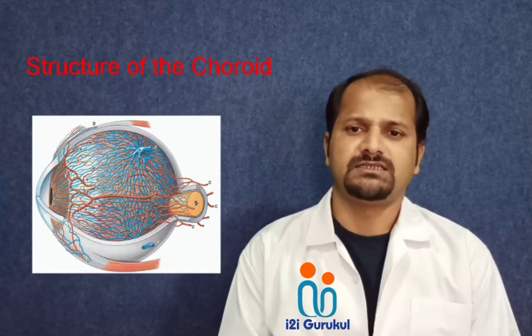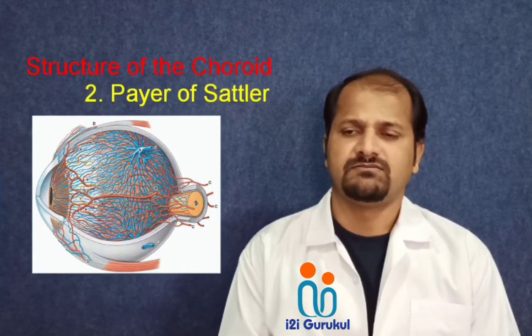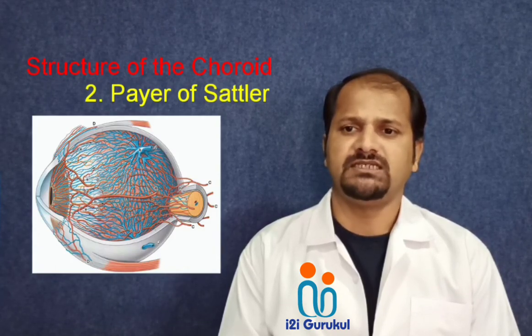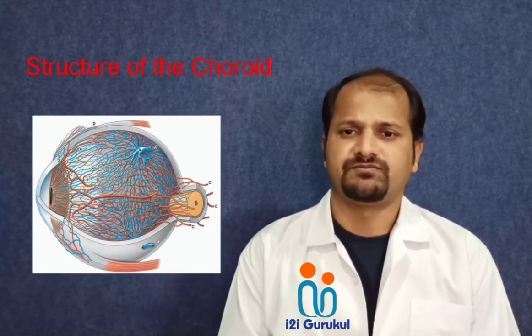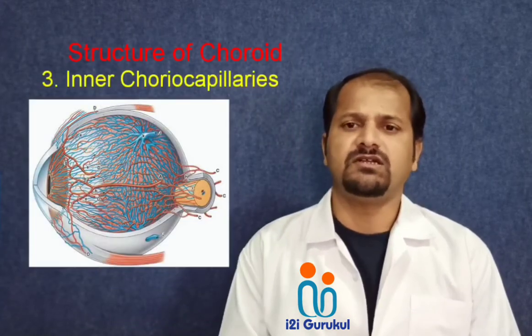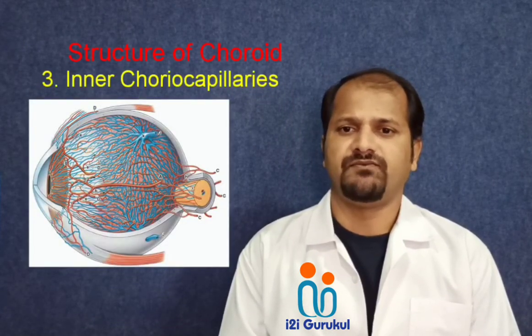And the second layer, the middle vessel layer, is the layer of Sattler. It consists of medium sized veins and arterioles with fibrous tissue. And the third one is the inner choriocapillaris. It consists of large and fine striated capillaries.